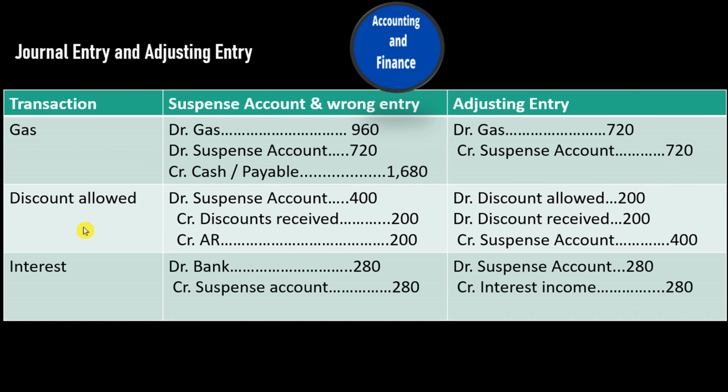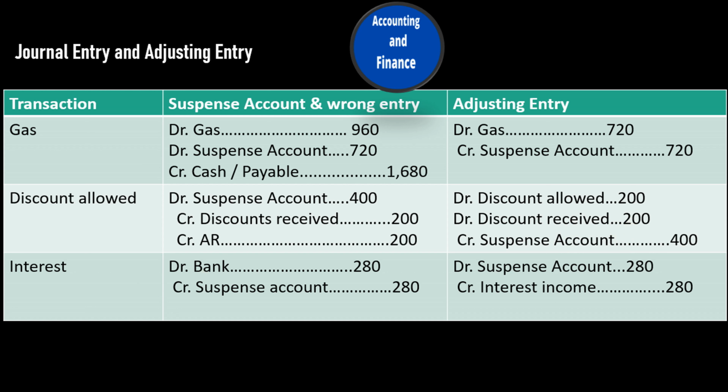Transaction: discount allowed. Suspense account and wrong entry. Debit suspense account 400. Credit discount received 200. Credit AR 200. Adjusting entry: debit discount allowed 200. Debit discount received 200. Credit suspense account 400.